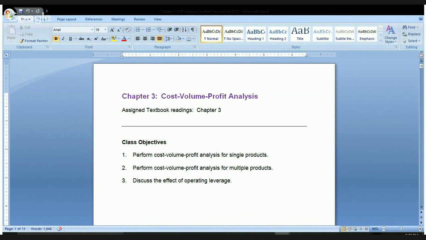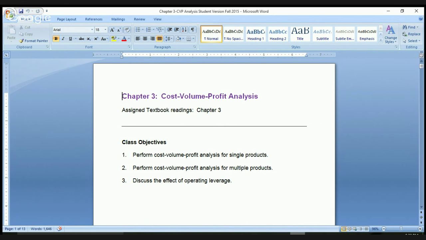Hello, class, and today we are going to be talking about Chapter 3, the Cost Volume Profit Analysis. Some of the class objectives for this particular section are to perform cost volume analysis for a single product, perform volume profit analysis for multiple products, and then the last thing we're going to be talking about is to discuss the effect of the operating leverage.